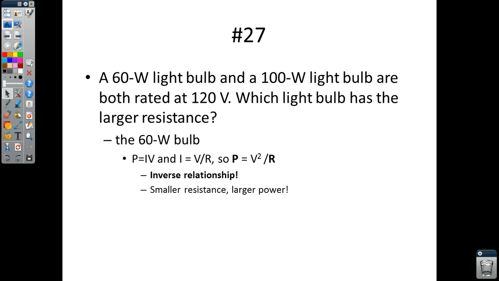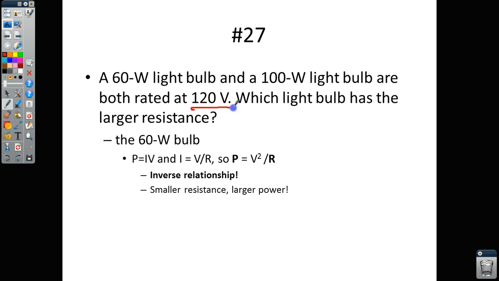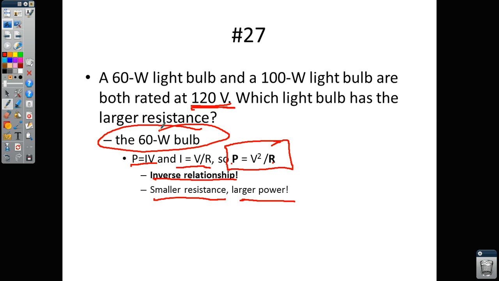For number 27, a 60-watt light bulb and a 100-watt light bulb, here's those two light bulbs again, are both rated at 120 volts. So notice that the voltage is not changing. Which light bulb has the larger resistance? If we go back to our equation, P is equal to IV, and we know I is equal to V over R, we can then say that power is equal to voltage squared over resistance. So in essence, our power and our resistance, these two quantities, have an inverse relationship. So the smaller the resistance, the larger the power. So our answer here would be the 60-watt light bulb.